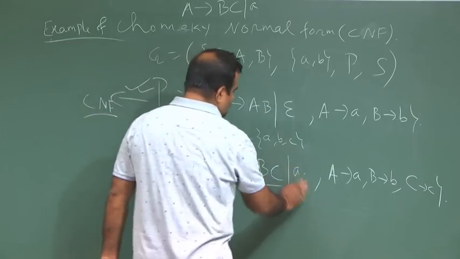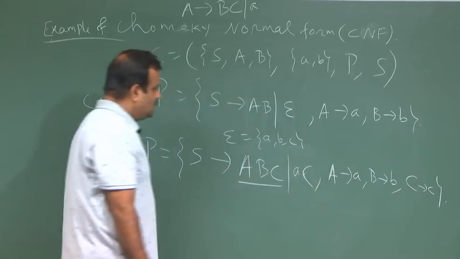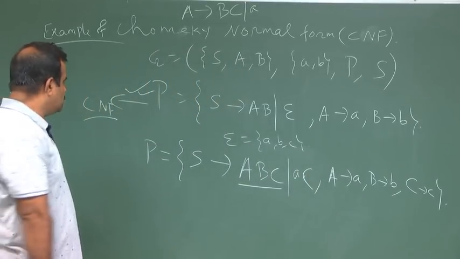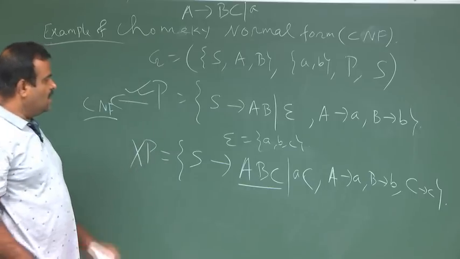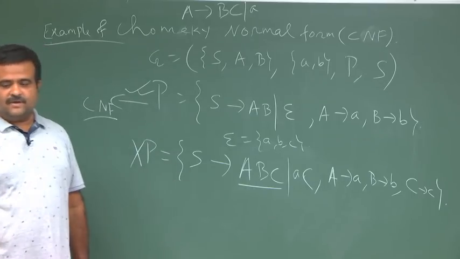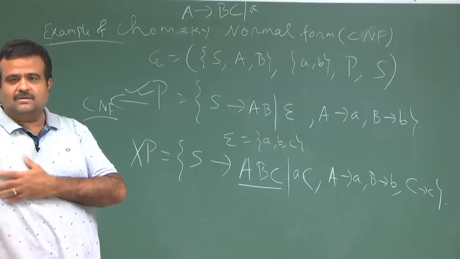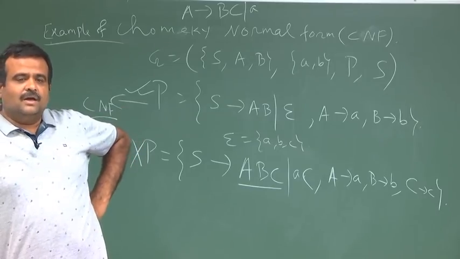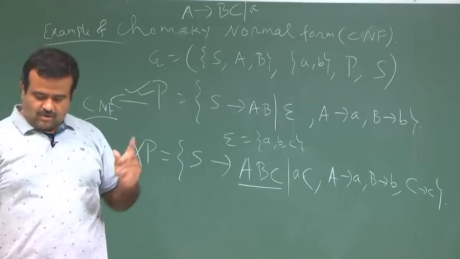This is the only form for CNF, but this is not in this form. Even this one, C, is also not in this form. So, this is not a CNF, but we can make this to be CNF. Given any grammar, we can convert it into a Chomsky normal form. So, that we will see.